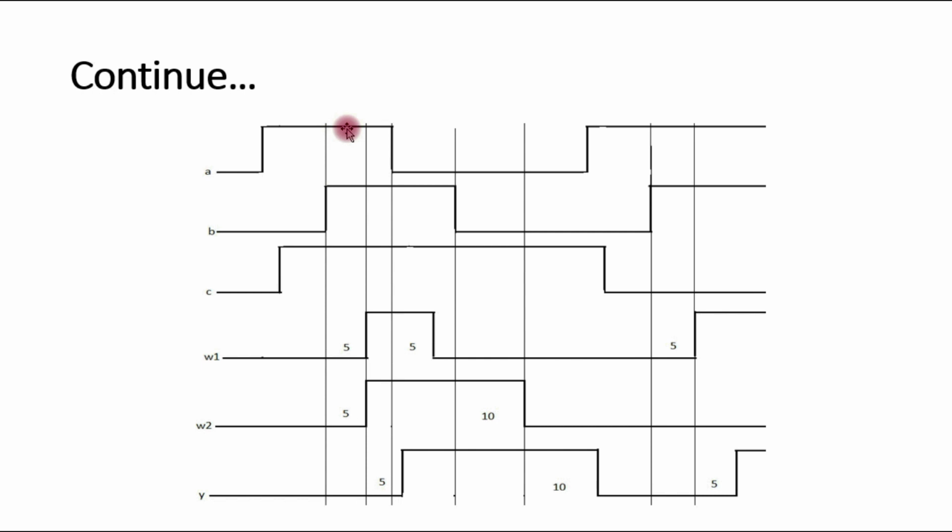It means output should be at logic 1. But in this case, in case of A1 AND gate, there is a 5 unit delay. So this change is reflected at the output side after 5 unit delay. So after 5 unit delay, the output signal will be at logic 1.